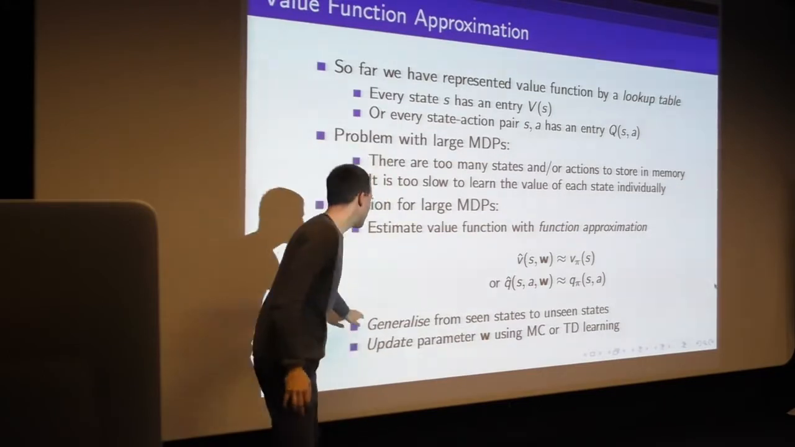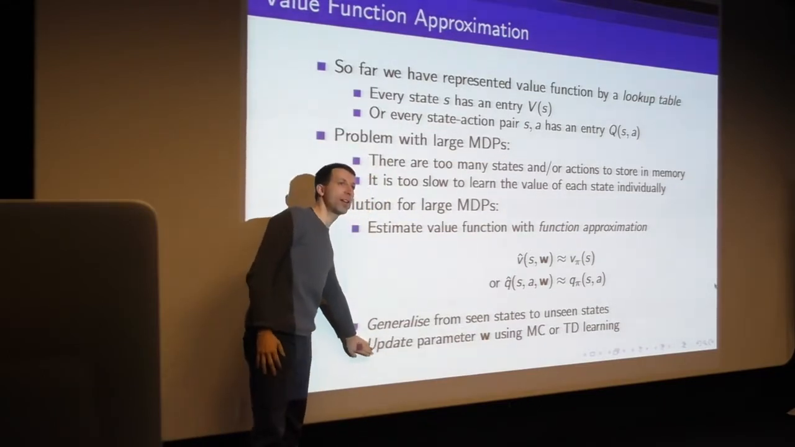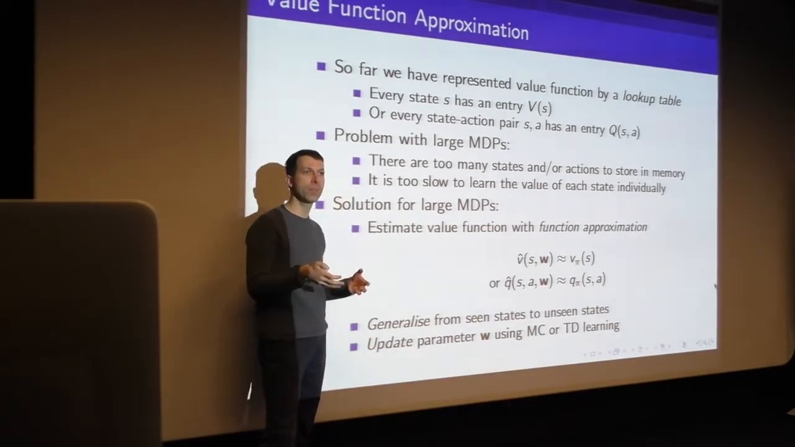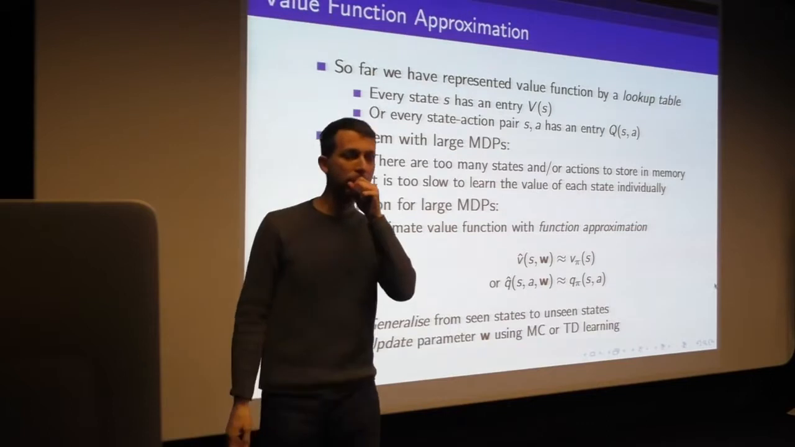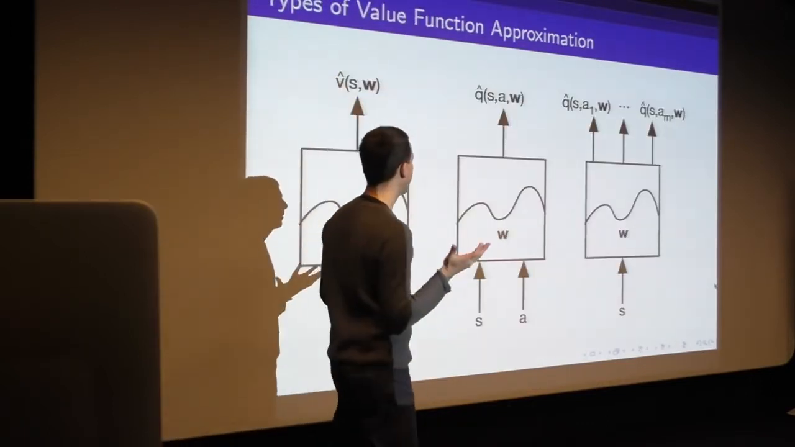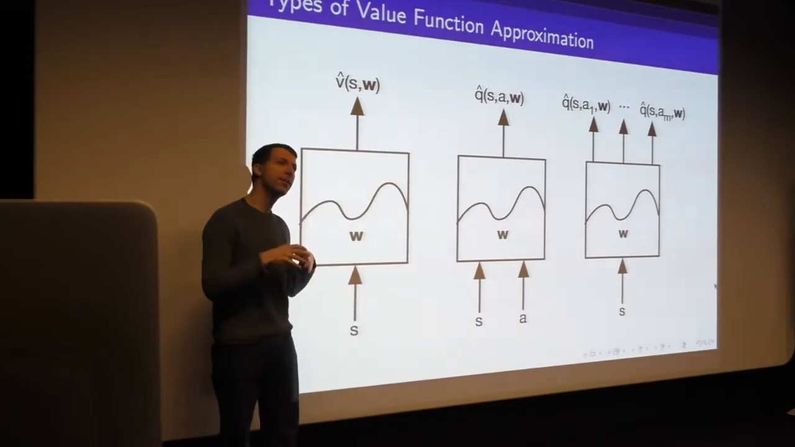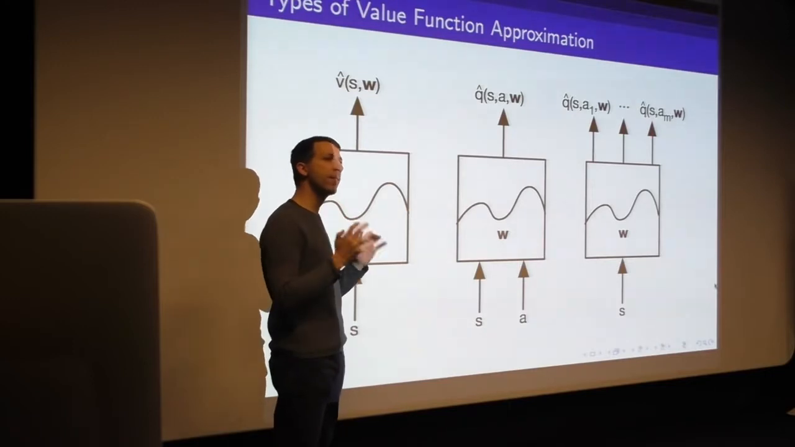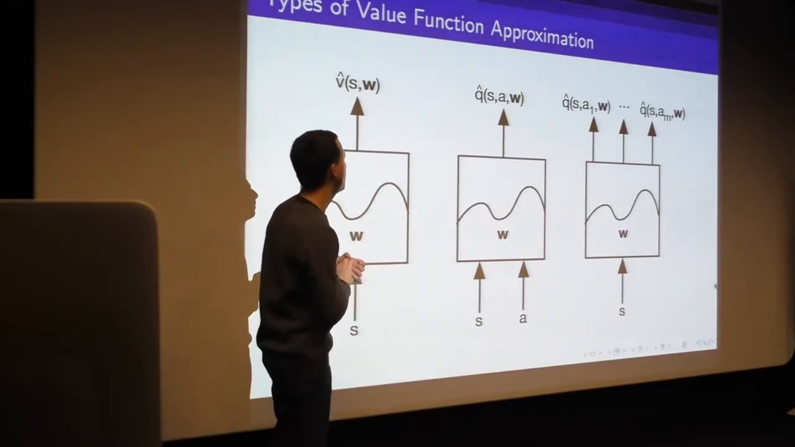But before we do that, before we understand how to do the Monte Carlo or TD learning, we're just going to focus on what it means to do function approximation with a value function. So this slide basically shows us 3 different types of function approximation we can use with value functions. These are like different architectures you could use.